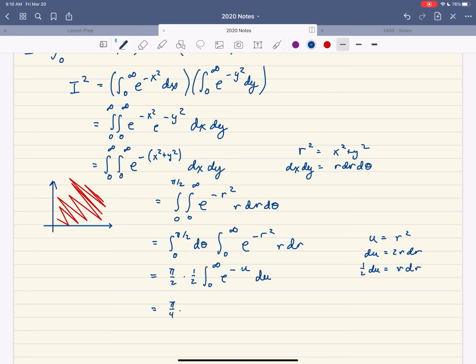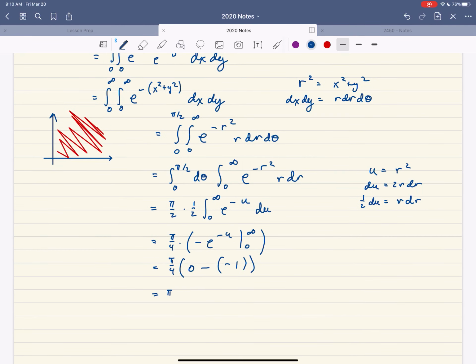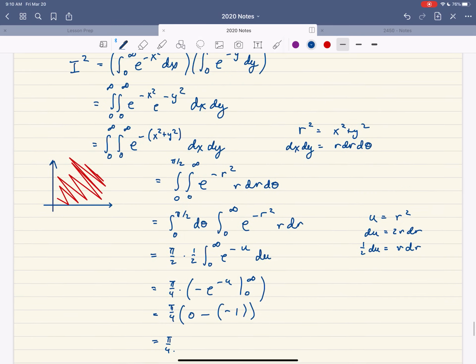So this is pi over 4 times the integral of e to the minus u from 0 to infinity. And we've already computed that. That's going to be negative e to the negative u from 0 to infinity. When u goes to infinity, we get 0. Minus negative e to the negative u when u is 0, we get minus 1. And altogether, this integral is going to be pi over 4. So notice that we found this area even without finding an antiderivative of e to the negative x squared.